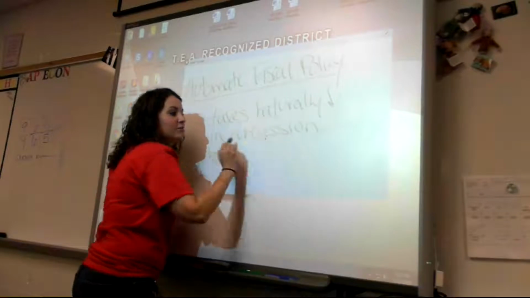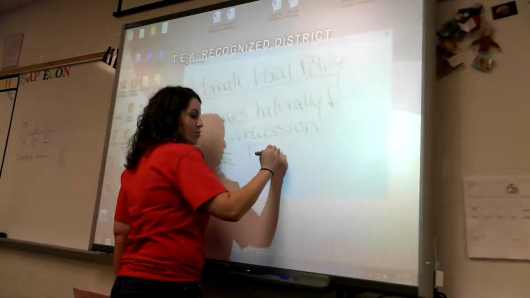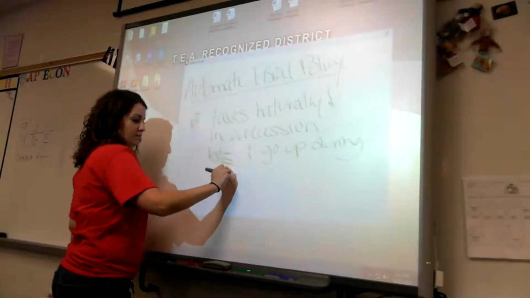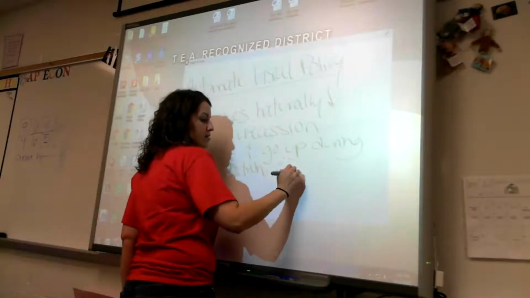Taxes naturally go down in a recession and go up during inflation, as people move up and down tax brackets.